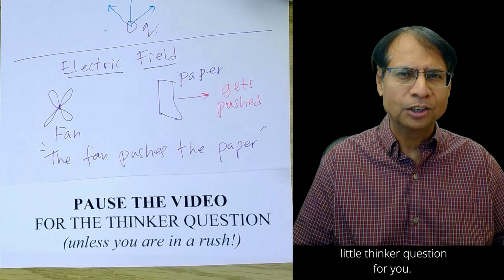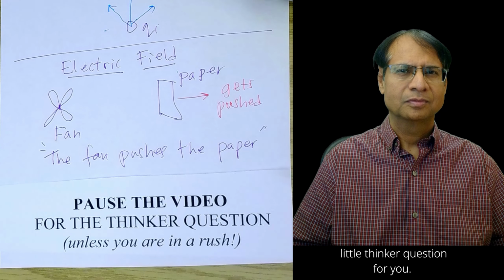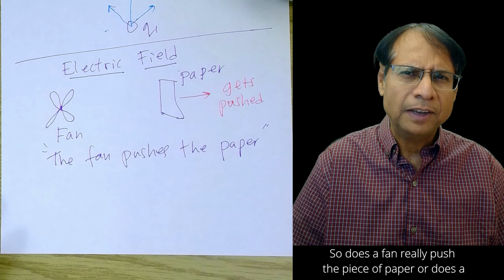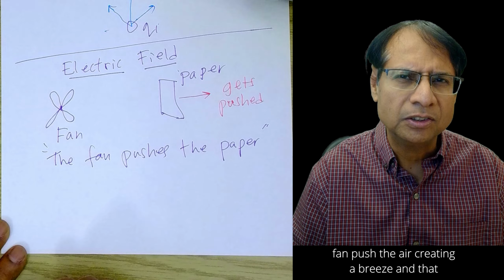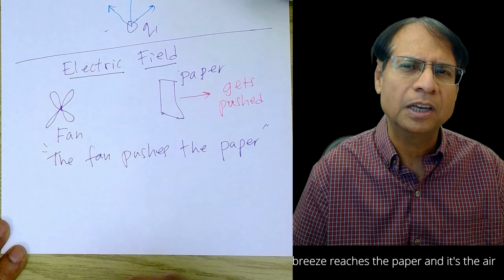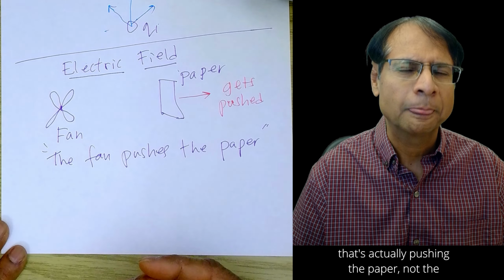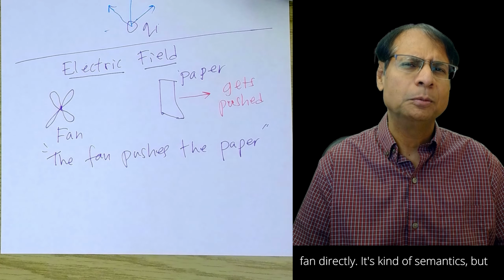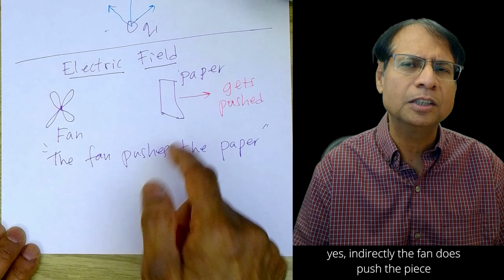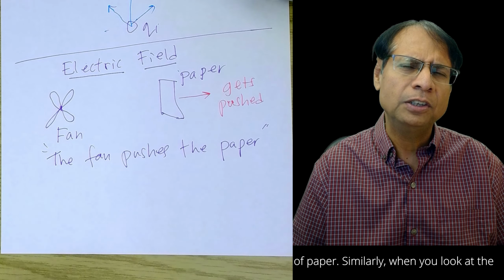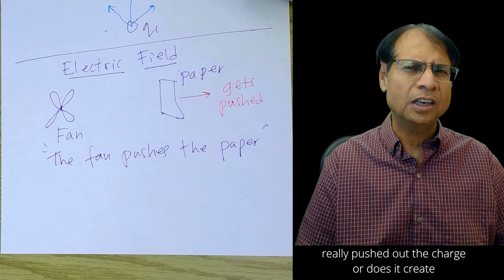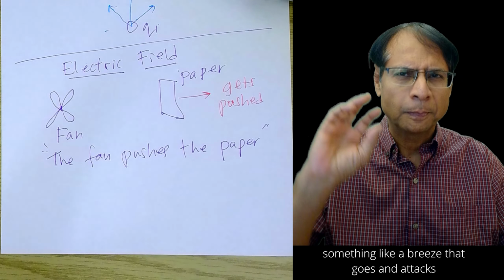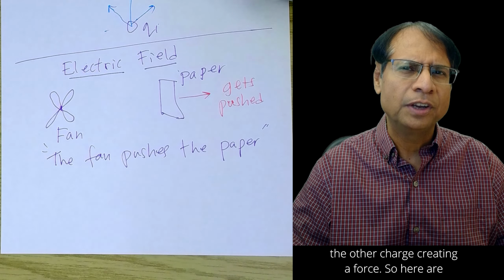So here's a little thinker question for you. Does the fan really push the piece of paper, or does the fan push the air, creating a breeze? And that breeze reaches the paper, and it's the air that's actually pushing the paper, not the fan directly. It's kind of semantics, but yes, indirectly the fan does push the piece of paper. Similarly, when you look at the force between electric charges, does one charge really push the other charge, or does it create something like a breeze that goes and attacks the other charge, creating a force?